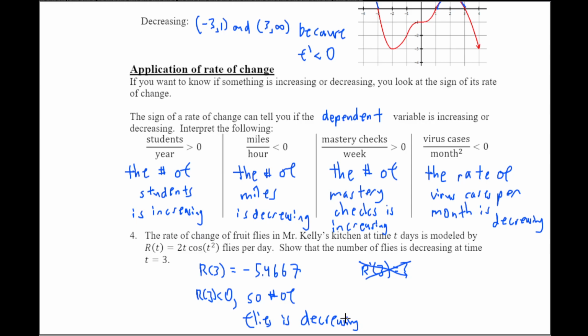Again, I'm going to emphasize one more time. If this problem had stated r of t is the amount of fruit flies in Mr. Kelly's kitchen, then you would have to do the derivative r prime of 3 and figure out if it's positive or negative to determine your answer. But in this case, you do not need to find the derivative because r of t is already the rate of change. You can go ahead and start the practice.